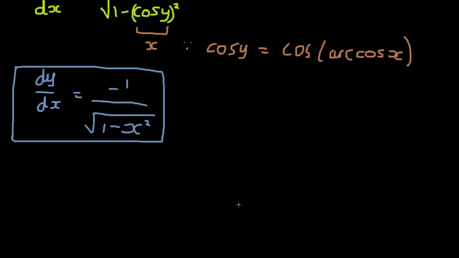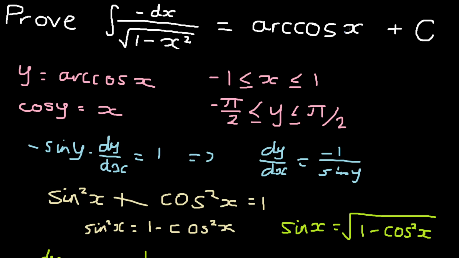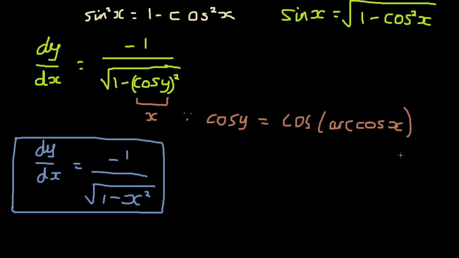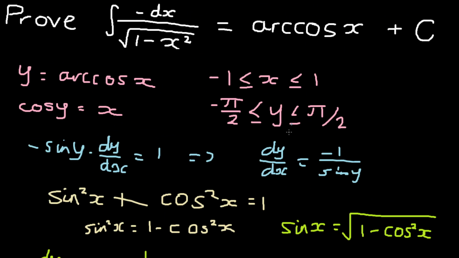I hope this helped. It's certainly not easy proving this, but once you know the basics of implicit differentiation and some trig identities, it's really not too bad. But I hope this was informative. I hope this inspires you to prove the other inverse trig derivatives.